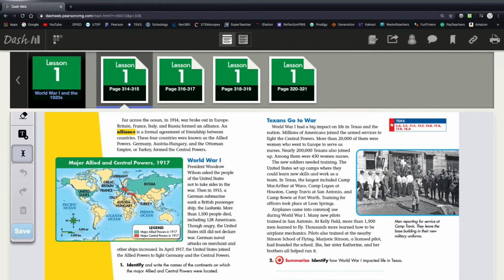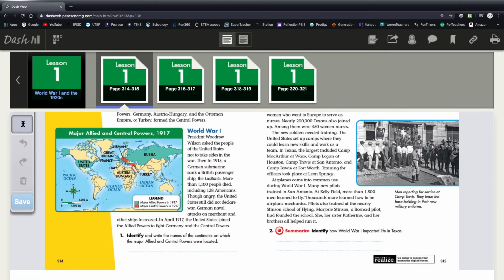Airplanes came into common use during World War I. Many new pilots trained in San Antonio. At Kelly Field, more than 1,500 men learned to fly. Thousands more learned how to be airplane mechanics. Pilots also trained at the nearby Stinson School of Flying. Marjorie Stinson, a licensed pilot, had founded the school. She, her sister Catherine, and her brothers all helped run it.